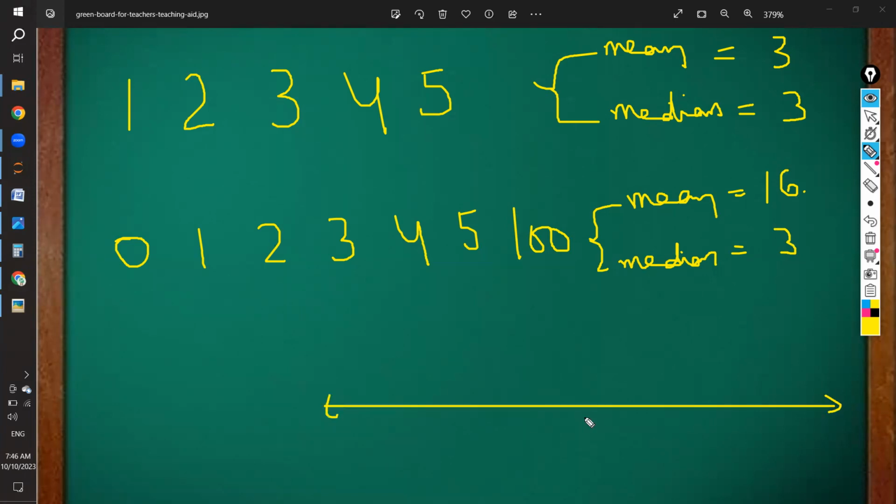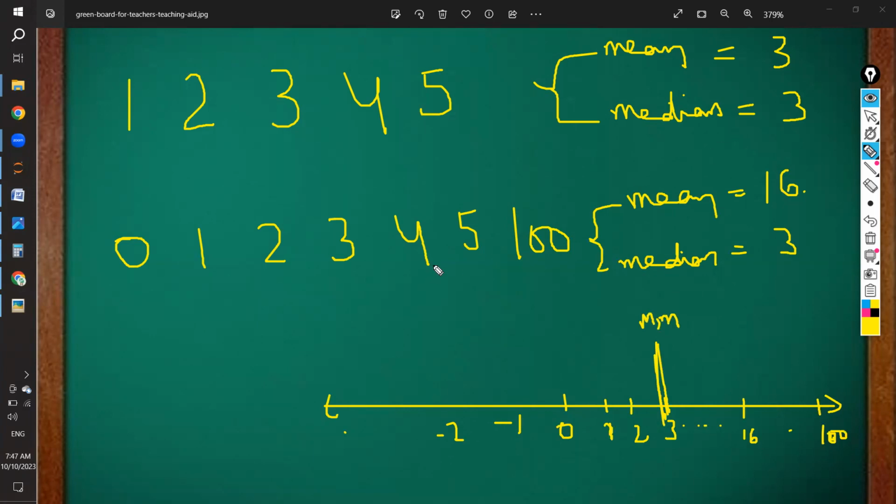using this number line. So number line, what you will have 0, you will have -1, -2 like that. Here you will have 1, 2, 3, like that. Let's say somebody has 16 and somebody will have 100. Okay, so now if you see in the first case, mean is here, median is here. Mean and median are here.